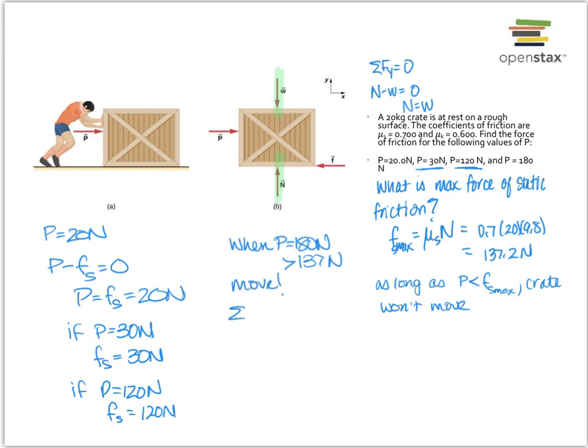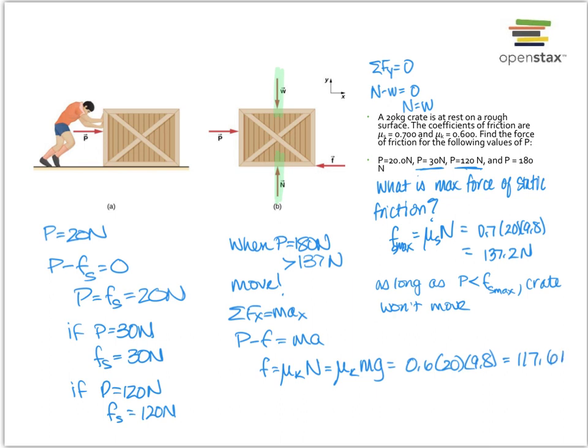So now we have forces in the x direction are actually going to give acceleration. And so we have P minus the force of friction equals ma. But the force of friction is going to be equal to mu, the kinetic, times the normal force, which is mu times m times g. So it's 0.6 times 20 times 9.8. And that force of friction, if I do the calculation, is 117.6 newtons.